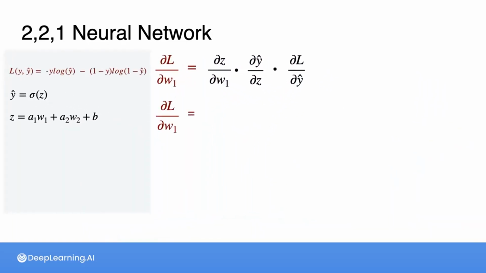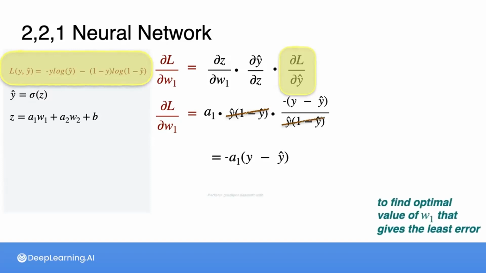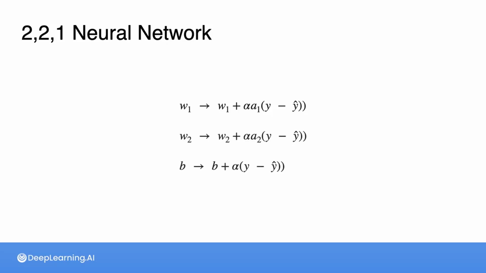So what's ∂z/∂w1? It's this derivative over here, which is a linear function, so it's a1. This one over here is a sigmoid, so the derivative is ŷ times 1 minus ŷ. And this one over here we calculated already, so things cancel out and we get something very simple. To find the optimal value of w1, you perform gradient descent with this formula over here, and since you've already calculated a derivative, you get this. This is how you update w1. I'm going to rewrite it like this by turning a double negative into a positive, and this is how you update w2, and this is how you update the bias.